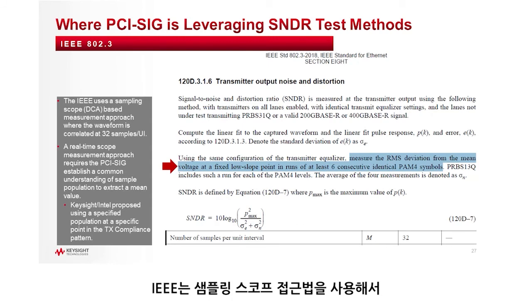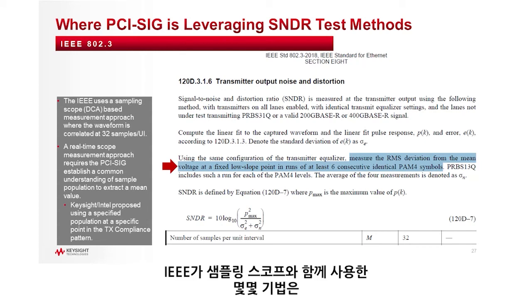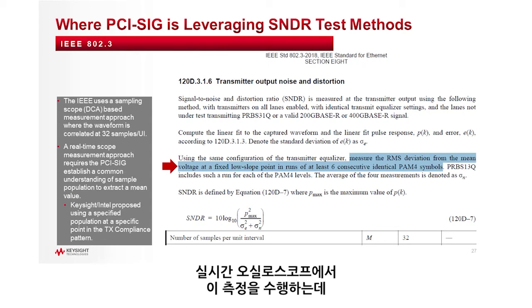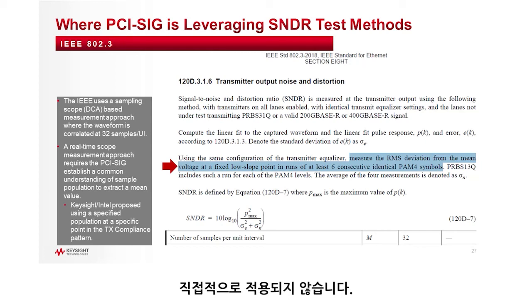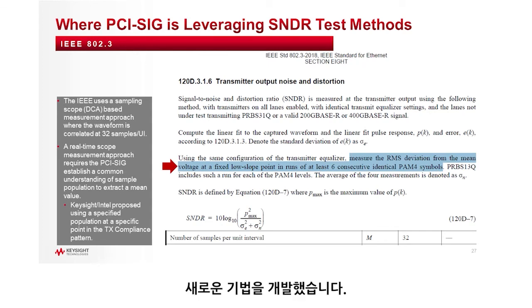While the IEEE uses a sampling scope approach for measuring SNDR, the PCI SIG will be using a real-time oscilloscope to make this measurement. As such, some of the techniques that the IEEE used with the sampling scope don't readily apply directly to how we should make this measurement on a real-time oscilloscope. So Keysight worked with the PCI SIG and one other major vendor to put forth a new measurement technique for measuring sigma E as part of the SNDR calculation.